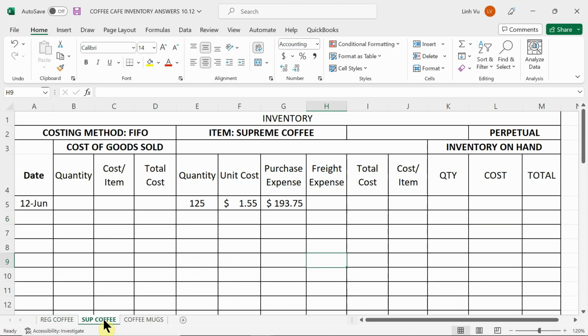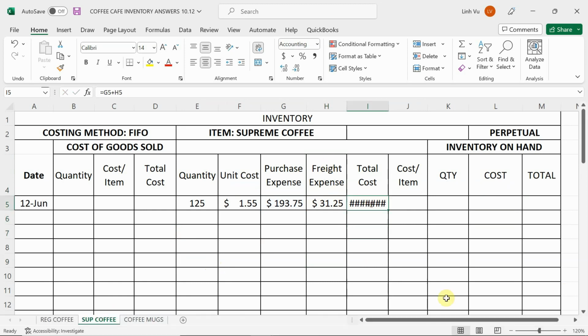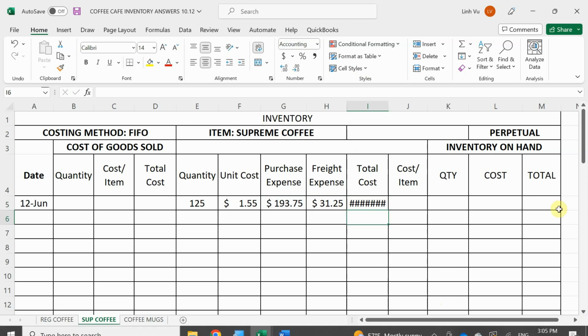So the next one is Supreme Coffee, right? I'm using Supreme Coffee, right, for the shipping it was $31.25. So therefore, you should have a total of 225. Right, 225.